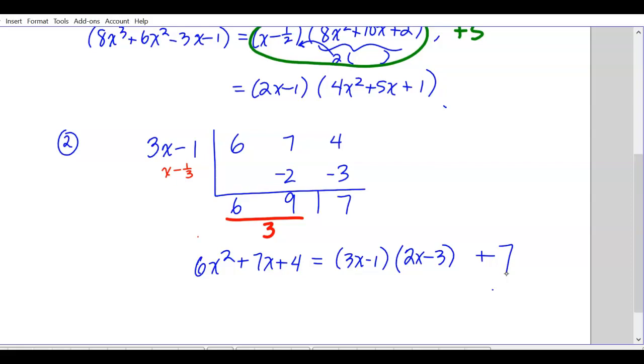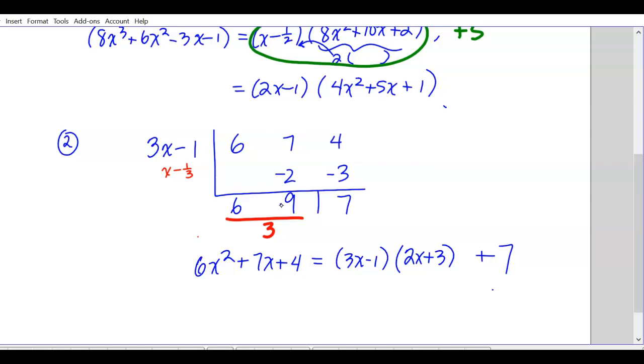Always check your work. So let's check it. 6x squared, got it, minus 9x minus 2x is negative, oh, what did I do wrong? Did I get that wrong? Oh, that's a plus. 2x plus 3, right? Because that's a positive there, sorry. So 6x squared plus 9x minus 2x is 7x. Minus 3 plus 7 is 4.